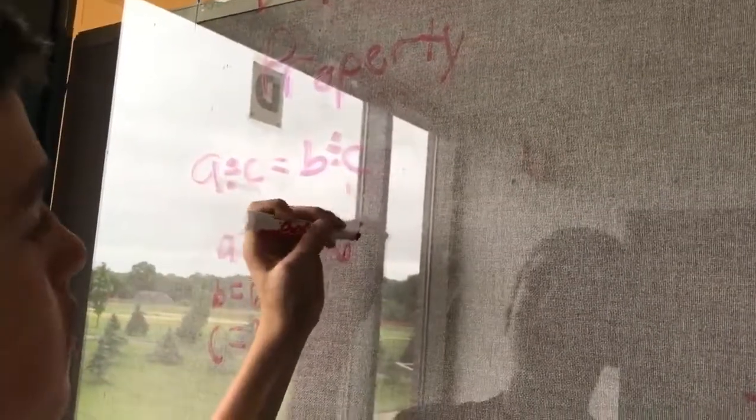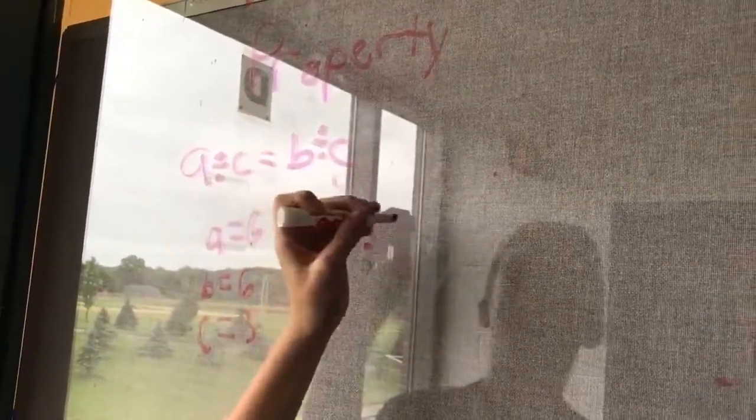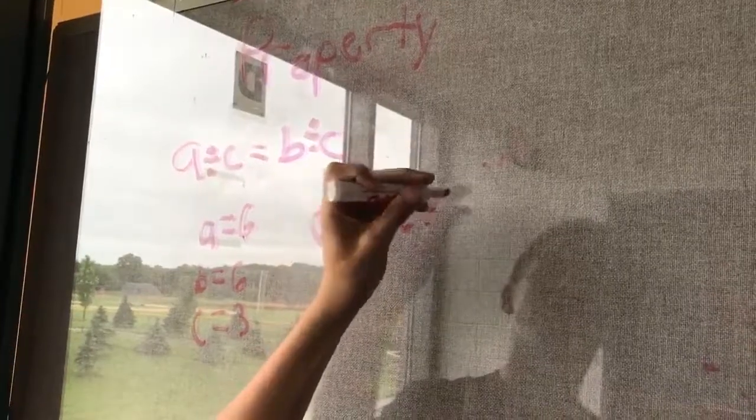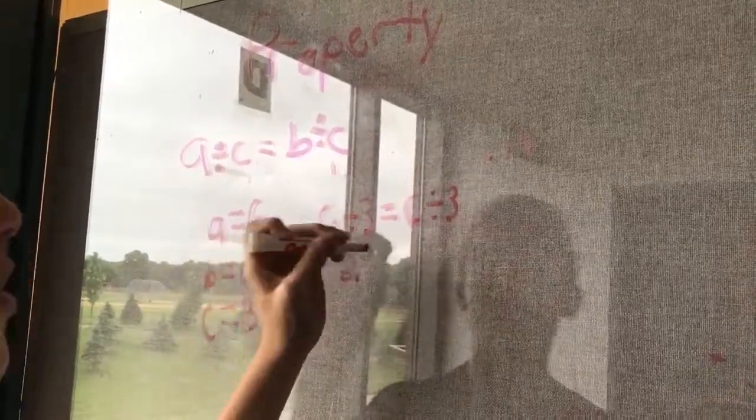Now, if you solve the equation and put 6 divided by 3 equals 6 divided by 3, clearly they're both going to be equal to 2. Now this will work for anything. If any number is C other than 0, it will still be equal, regardless of the number.